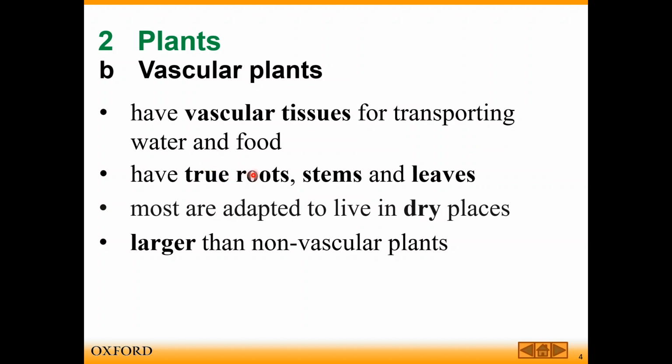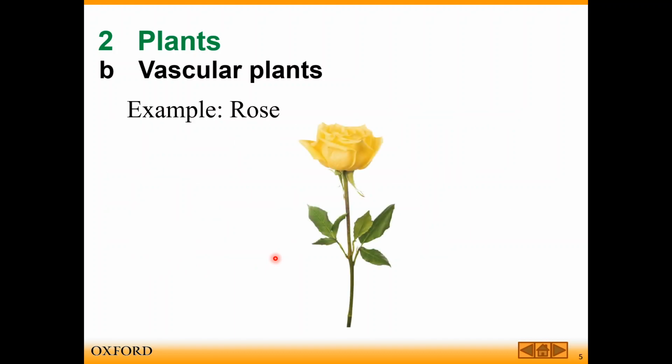So they have true roots, stems, and leaves. The stem is wrapping around the vascular tissues, so the water cannot easily leak out. So vascular plants with vascular tissues can better adapt to live in dry places. Vascular plants are larger than non-vascular plants. A very common example is the rose. Rose is one type of vascular plant.